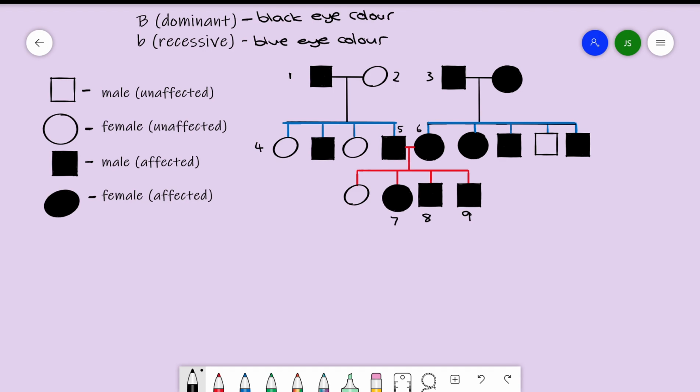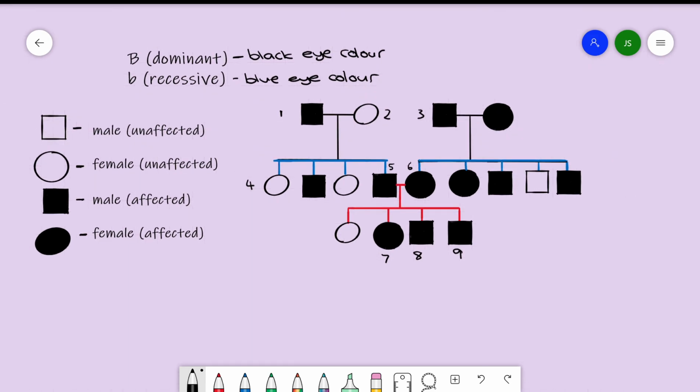In this question, we'll take the black eye color to be the affected trait. If someone has black eye color, their shape will be shaded. As an example, organism 1. If a person does not show the trait, it will be not shaded. Okay, let's get into the question.